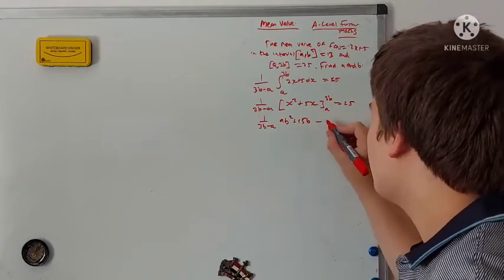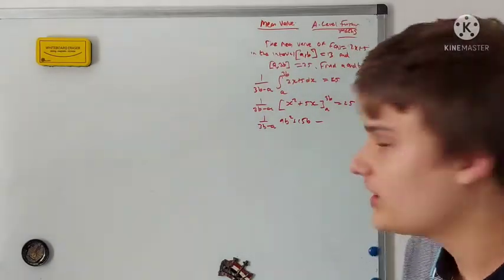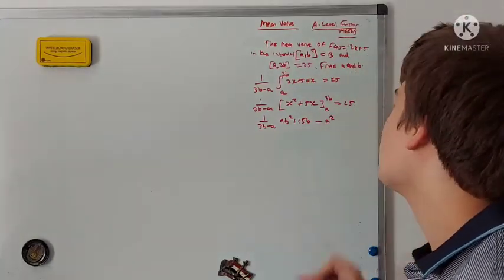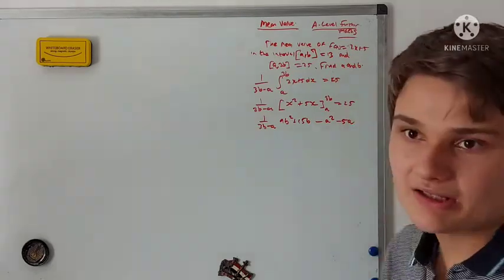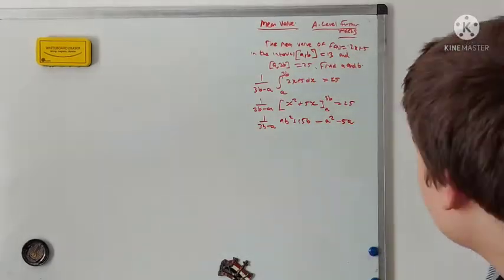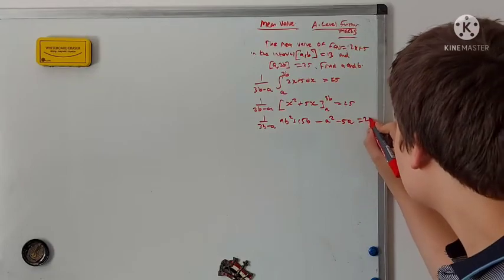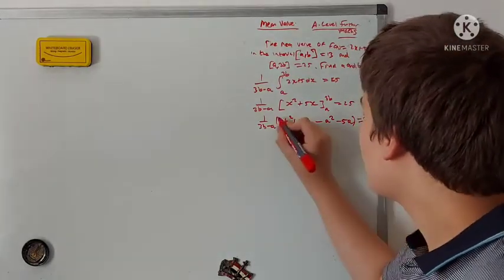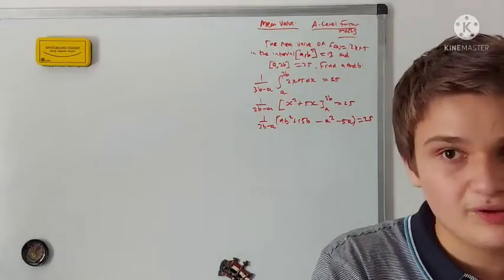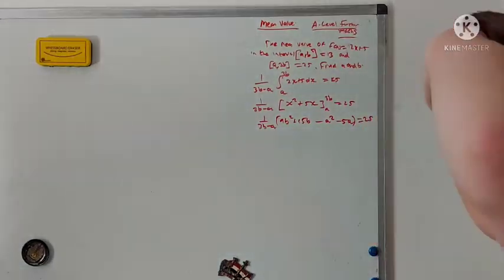Then I want to take away a squared, don't forget it's a takeaway, on each limit, and 5 lots of a becomes minus 5a, and that will be equal to 25. Okay, remember that's in a bracket. When you subtract your limits, you put them in brackets, yeah? Now, I think that'll factorise, won't it?